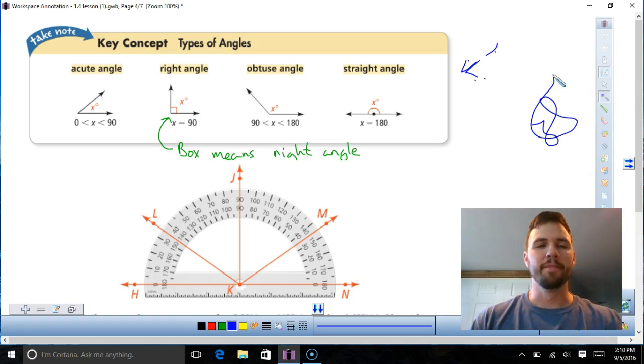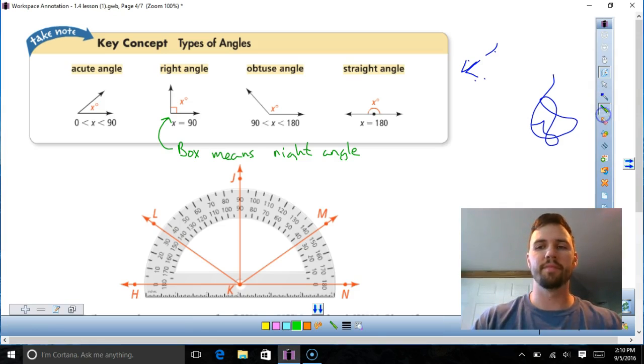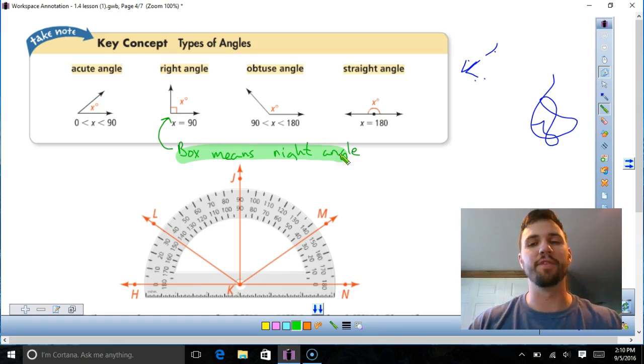Right? Then you have right angles. A right angle makes a 90-degree angle. A 90-degree angle is a right. And if you see that little box, see how I did that right there? The box means it's a right angle. If you ever see a box on a test or anything, that's 90 degrees.